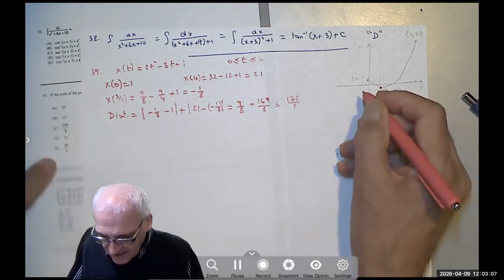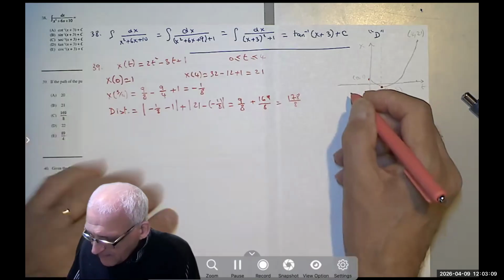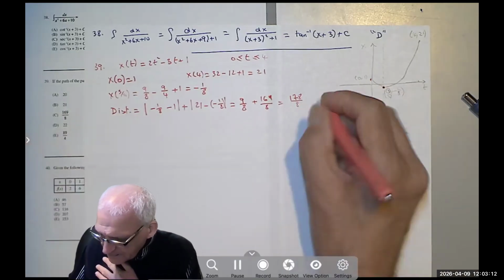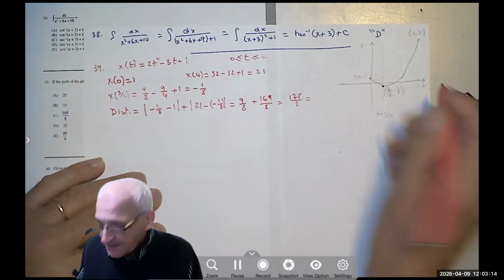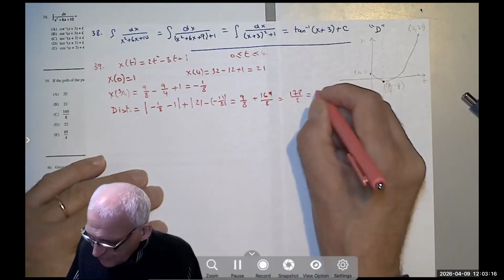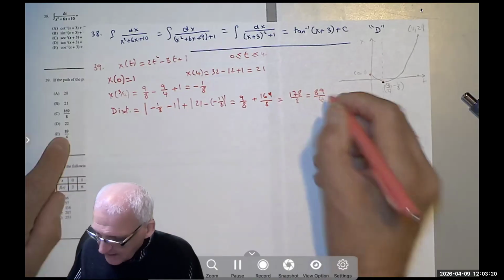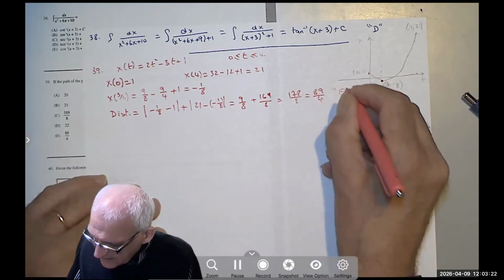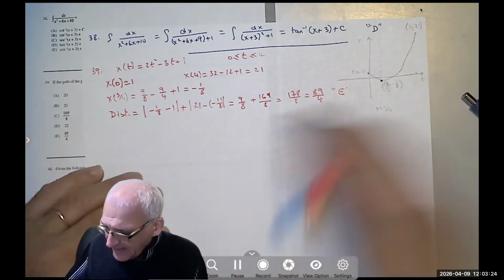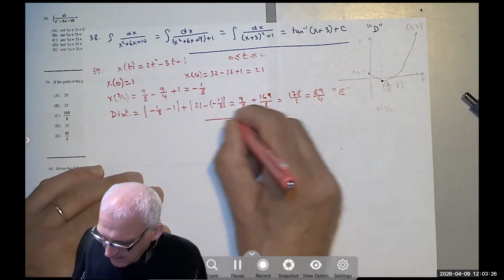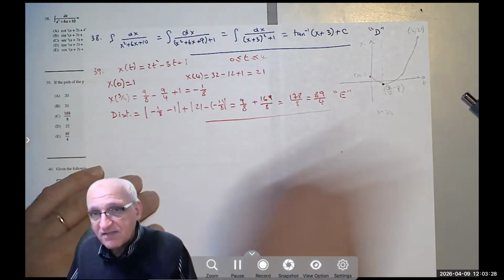There is nothing here over 8. It's not the same. But you see, these two numbers are even, so you divide by 2. You get 89 over 4, which is E. So the answer is E. Again, it shouldn't take that long, but I'm trying to write everything in detail.